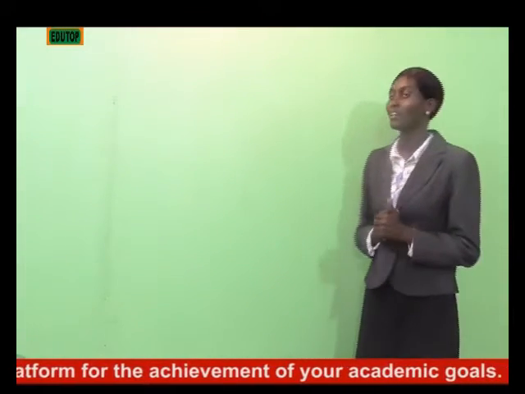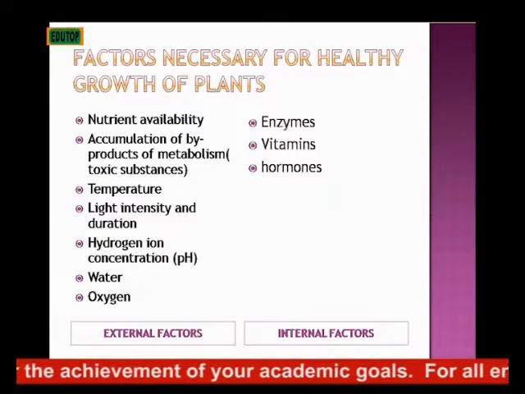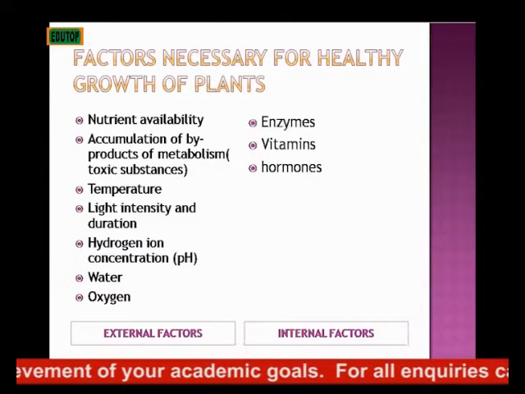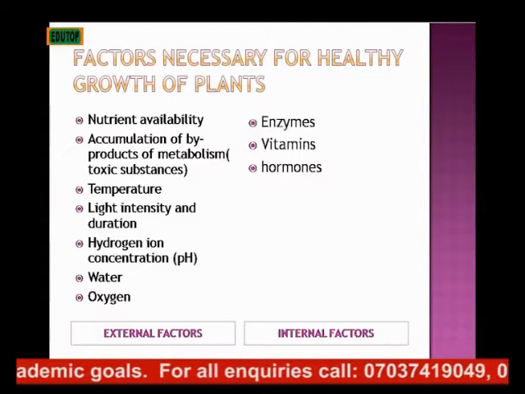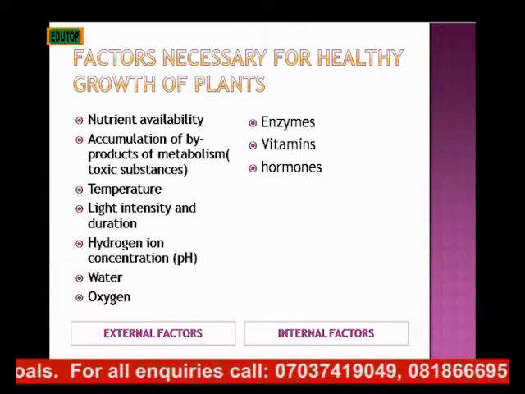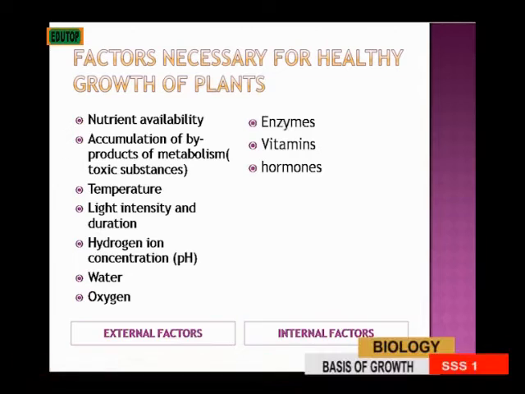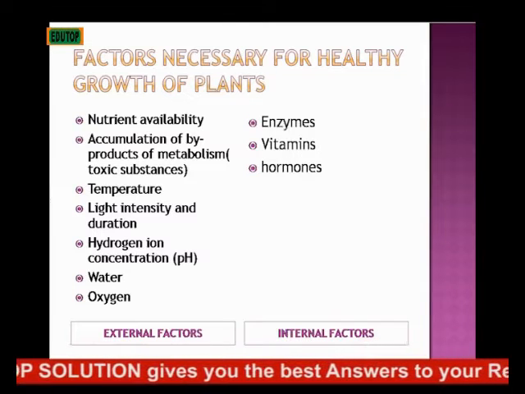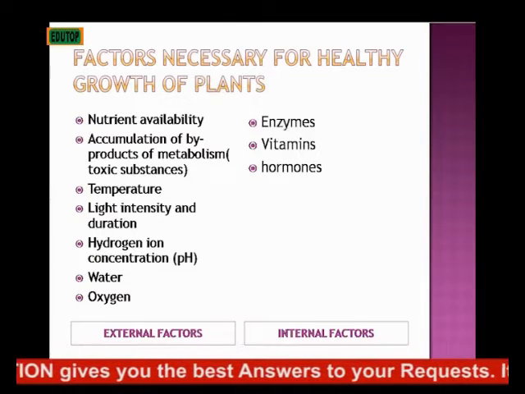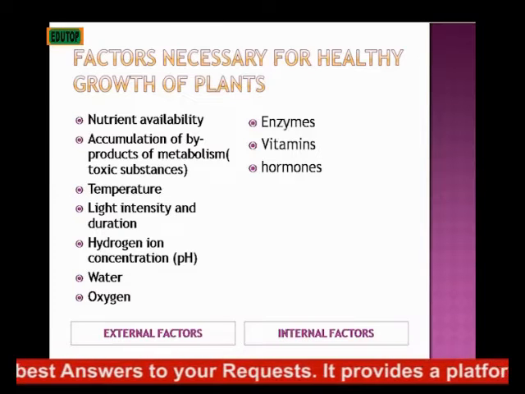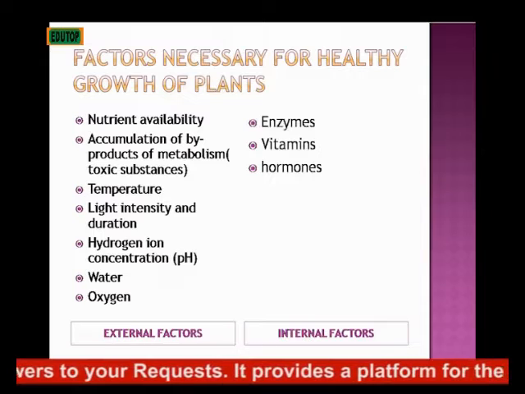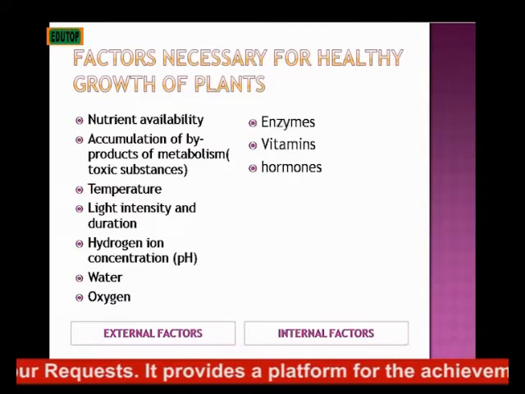So we want to look at the factors that are necessary for healthy growth of plants. What are the factors that are necessary for the healthy growth of plants? And I've been able to divide those factors into two: the external factors that you can see, then the internal factors. The external factors are the factors whose effects you eventually see. It is visible to the eyes, and one of such is nutrient availability.